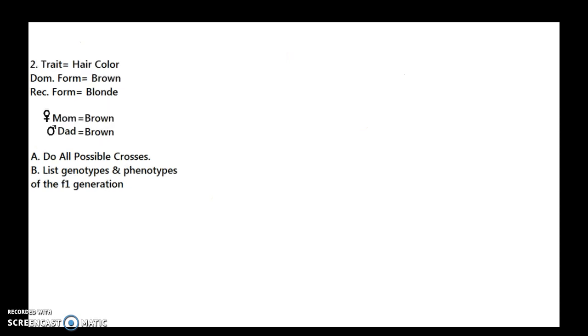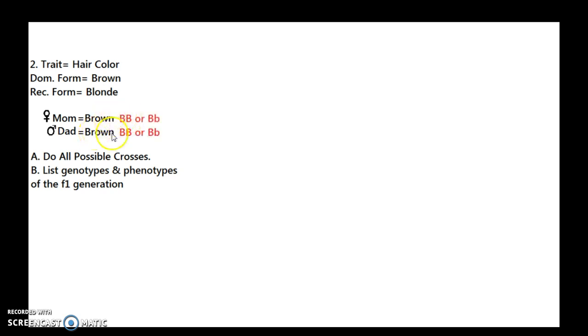So moving on to number 2. Now the trait we're looking at is hair color. Our dominant form is brown and our recessive form is blonde. I'm telling you that mom has brown hair and dad has brown hair. So both have brown hair, which is dominant. I'm asking you to do all possible crosses and to list the genotypes and phenotypes of the offspring. The first thing we need to do is find out what letters we're going to be using for mom and dad for our Punnett squares.